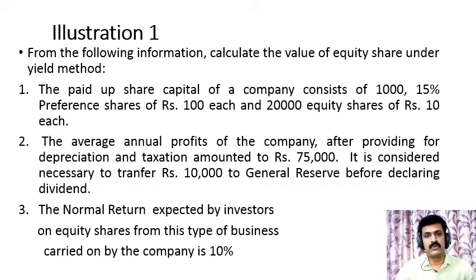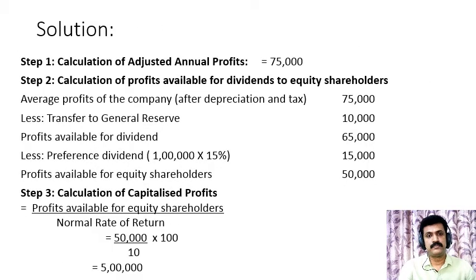With this information we have to calculate the value of equity share under the yield method. Now in step 1, we will calculate the adjusted annual profits. Here it is directly given in the problem as 75,000. We can take that amount.